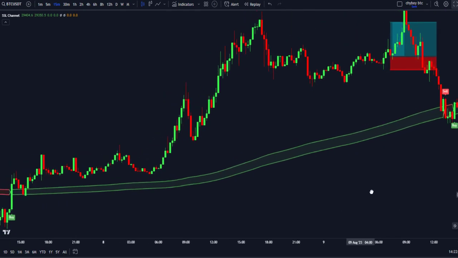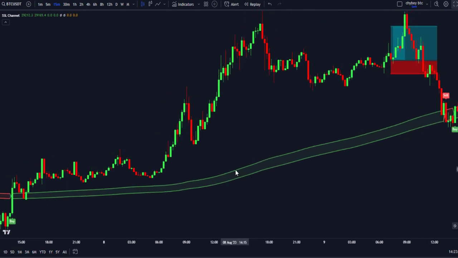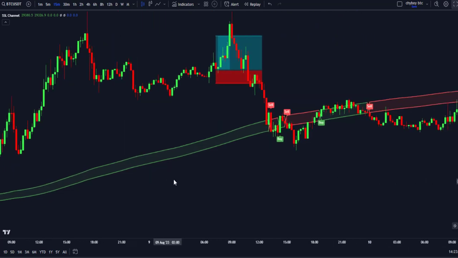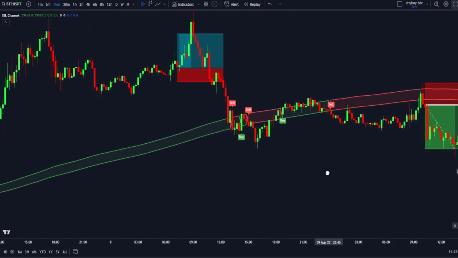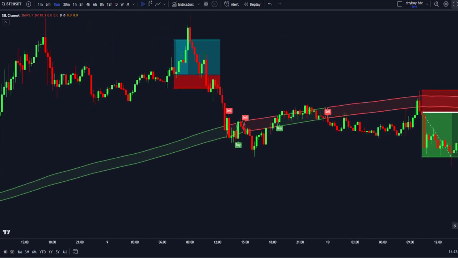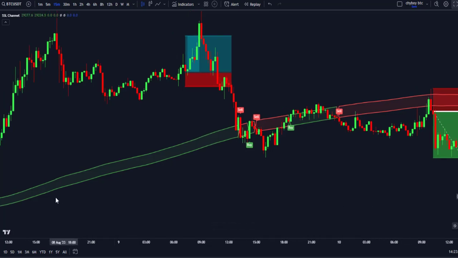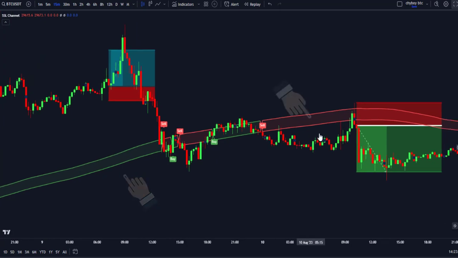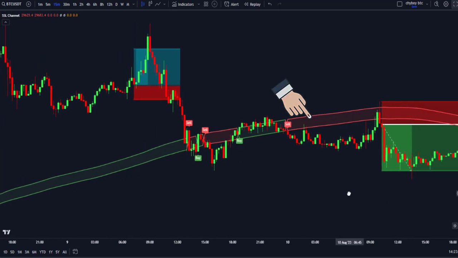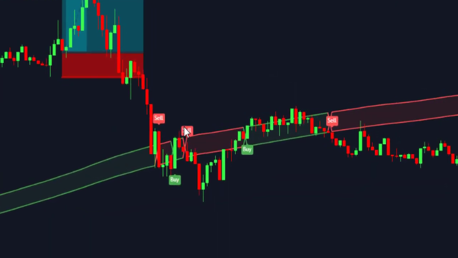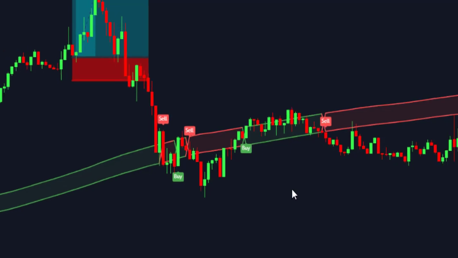The SSL channel indicator is a technical analysis tool that helps traders identify the direction and strength of the market trend. It is based on 2 moving averages that are calculated differently depending on the time frame. The indicator plots a channel around the price action and changes its color according to the trend. When the channel is green, it indicates an uptrend, and when it is red, it indicates a downtrend. The indicator also generates buy and sell signals when the price crosses the channel.